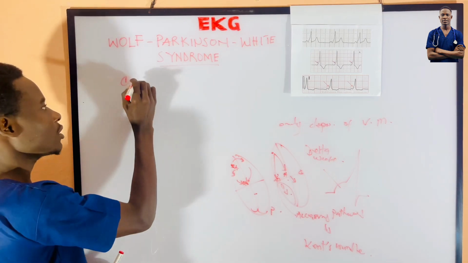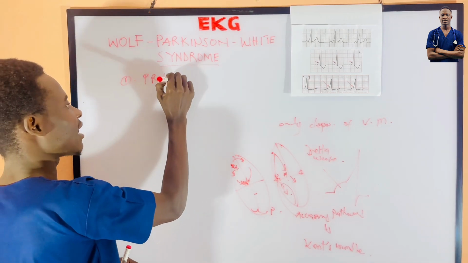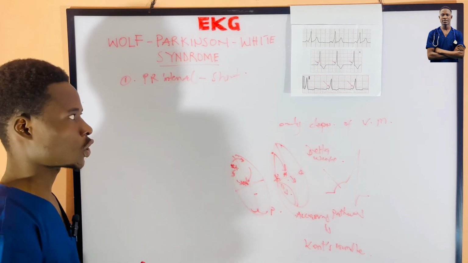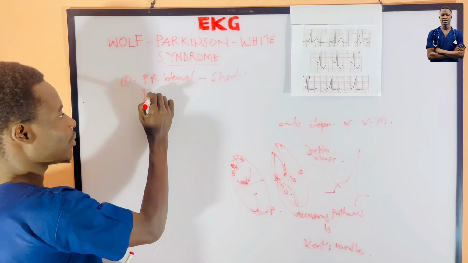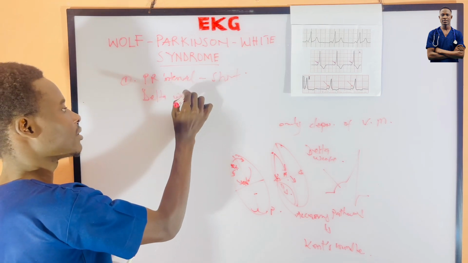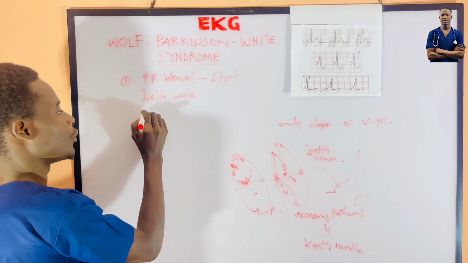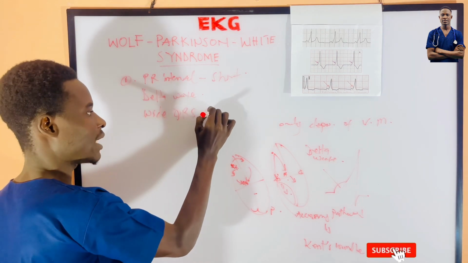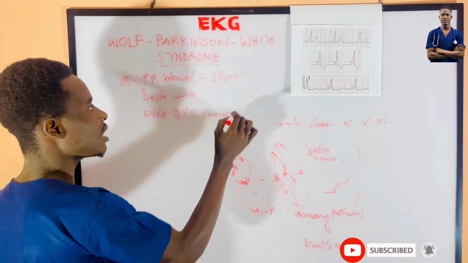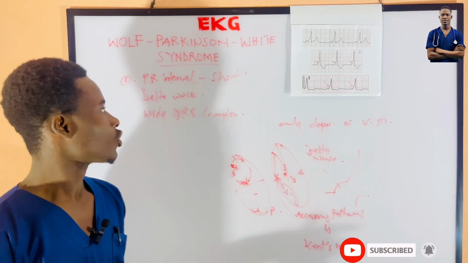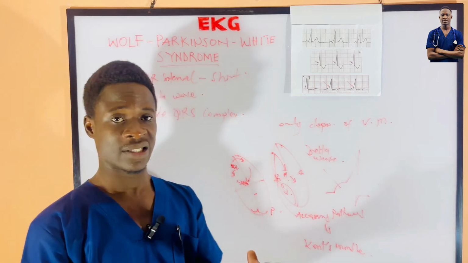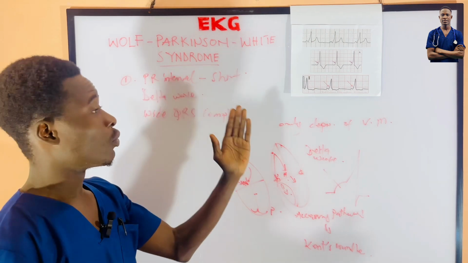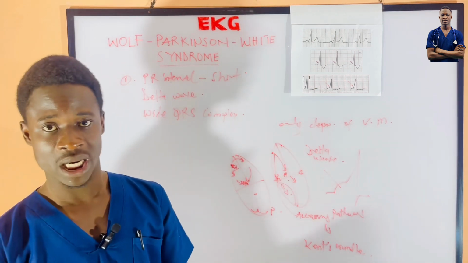One, we have the PR interval, which is short. The PR interval becomes very short. And then we have the delta wave, as we all know. And then lastly, we have a wide QRS complex. So these are the three main things that you must know when you're identifying Wolff-Parkinson-White syndrome. Are we clear with it?